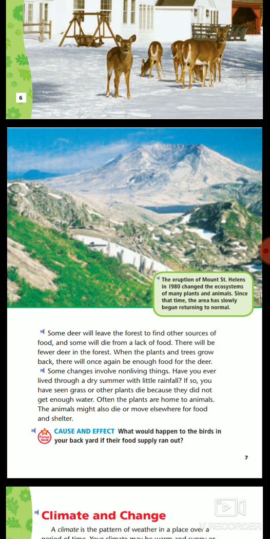Some deer will leave the forest to find other sources of food, and some will die from a lack of food. There will be fewer deer in the forest. When the plants and trees grow back, there will once again be enough food for the deer.